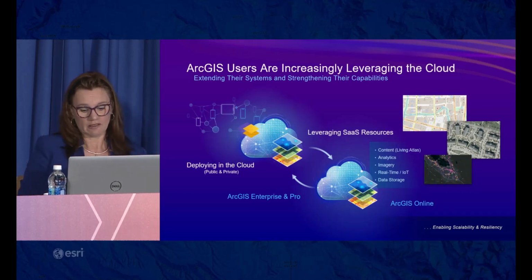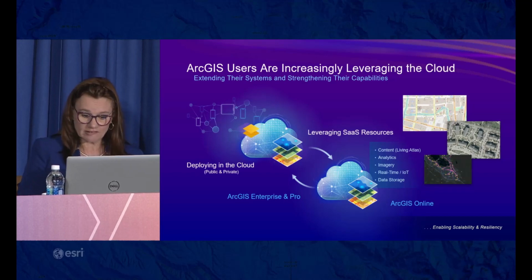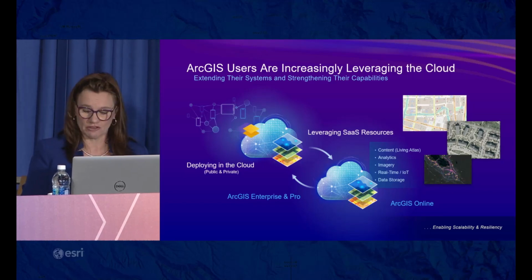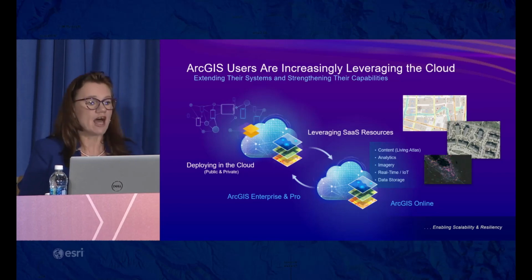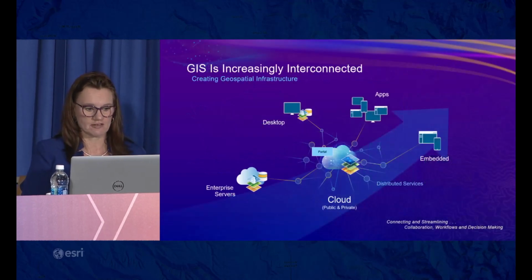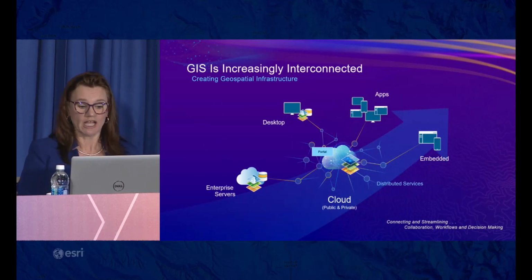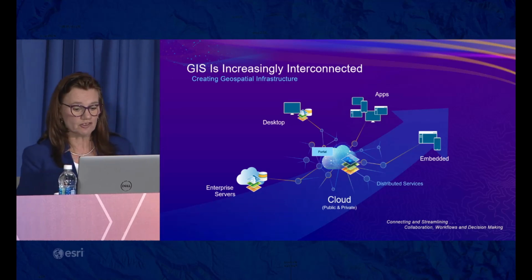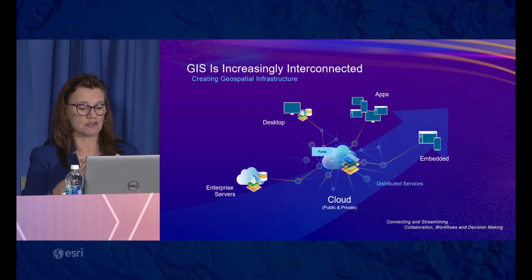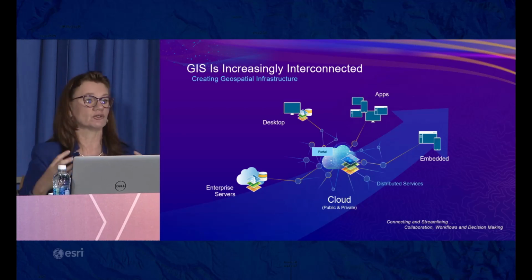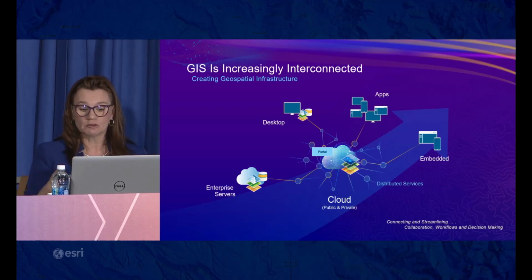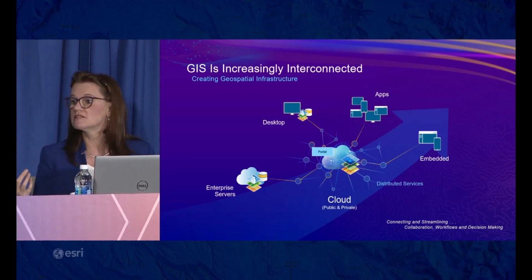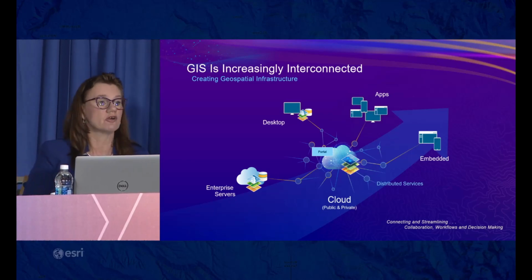There's also analytics in the cloud, image analysis, support for real time, and the Internet of Things, of course, then also data storage in the cloud. All of that drives the ArcGIS system. And also GIS is increasingly interconnected. Desktop and different types of apps interact with each other in the cloud workspace, or we also call this a portal, which makes collaboration between departments and agencies a lot smoother and streamlined.